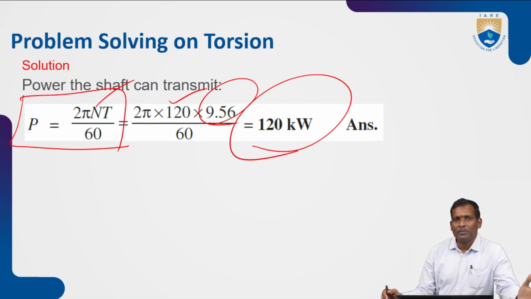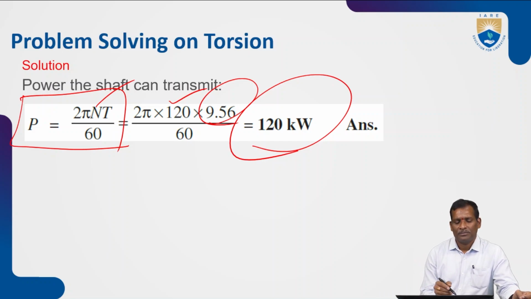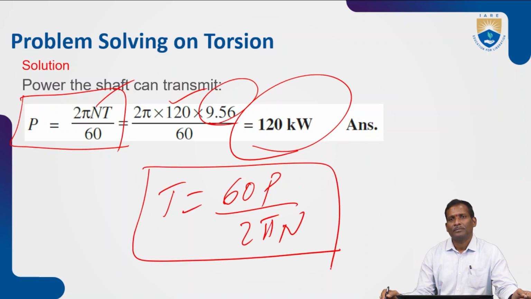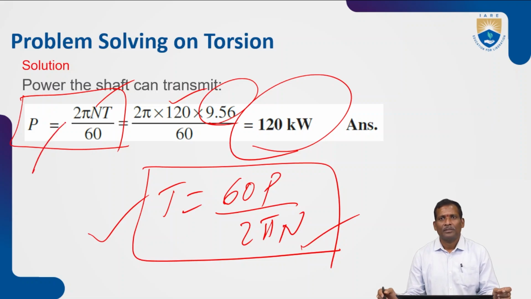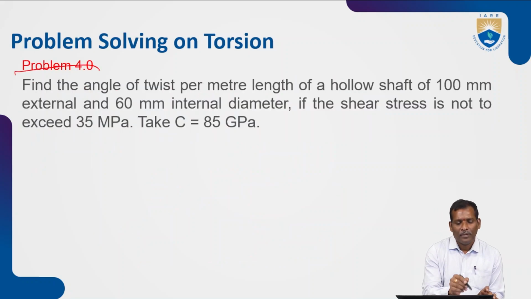So if you know the power, sometimes they may give the power value, and you need to calculate torque. So in this, you have to write this equation, T equals 16P by 2 pi N. The power value they will give and RPM is also available, so you can calculate torque. Vice versa, sometimes if you know the torque, you can calculate power. If you know the power, you can calculate torque.